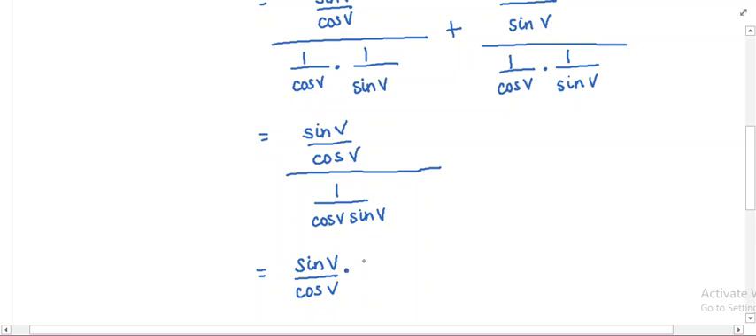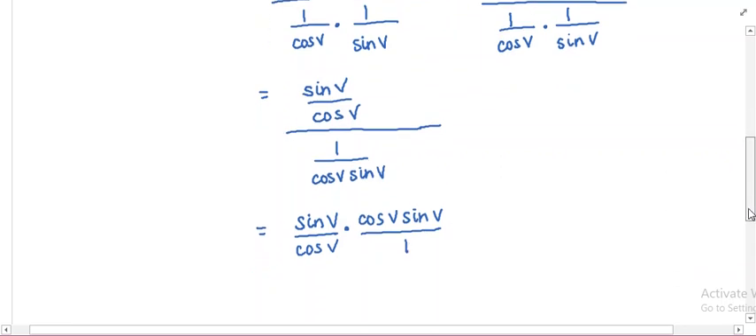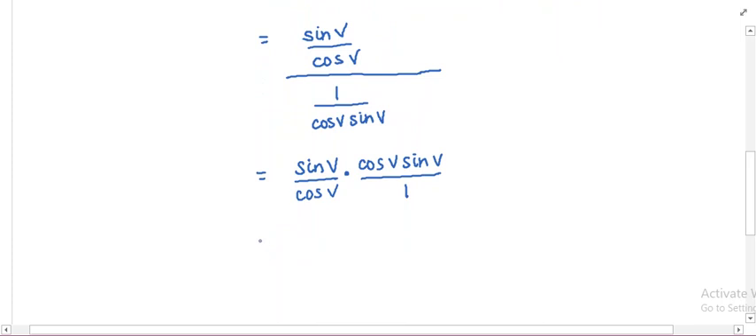Okay, so if I flip the other fraction in the top, I'm going to get cosine of V times the sine of V, and then I'll have a 1 in the bottom. Okay, all right, so then you're multiplying fractions now, so you can just multiply across the top and multiply across the bottom.